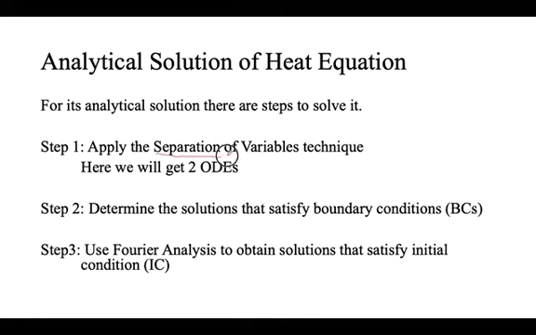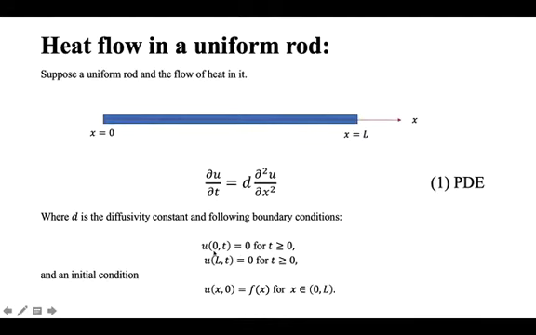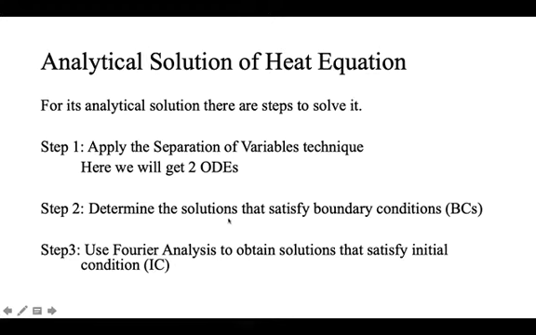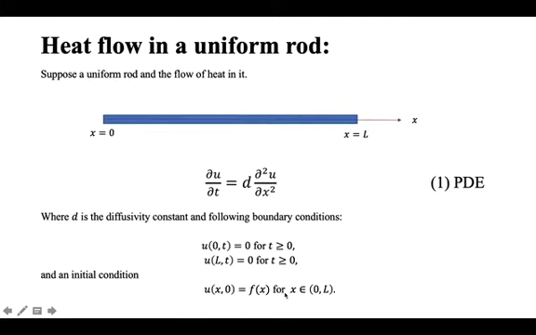In the next step we determine the solutions that satisfy the boundary conditions. We will also bring into our work these boundary conditions, which say that at the start the temperature is 0, and at the end of the rod the temperature is also 0. So we will have to take on these boundary conditions, and we will be using Fourier analysis to obtain solutions that satisfy the initial conditions. So we will also see this initial condition.